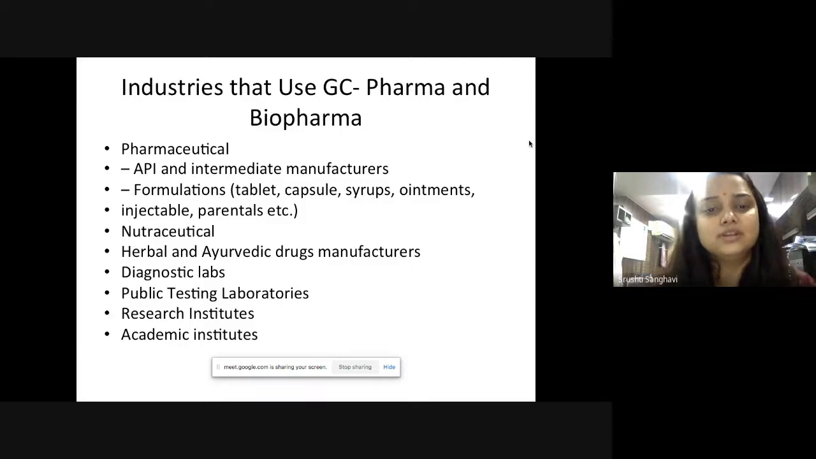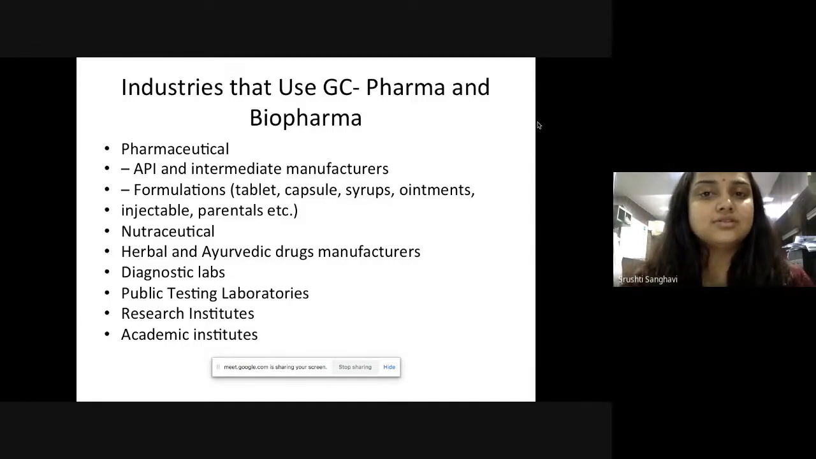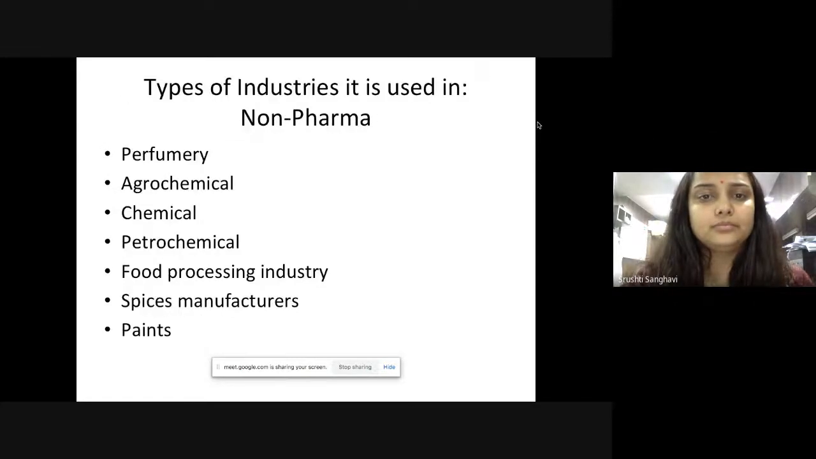Nutraceuticals, vitamin E can be analyzed using gas chromatography. Then a lot of herbal Ayurvedic drugs, diagnostic labs are using it, public testing laboratories are using it. Of course, in colleges and research institutes, they use gas chromatography. And then there are some non-pharmaceutical industries. They also use gas chromatography.